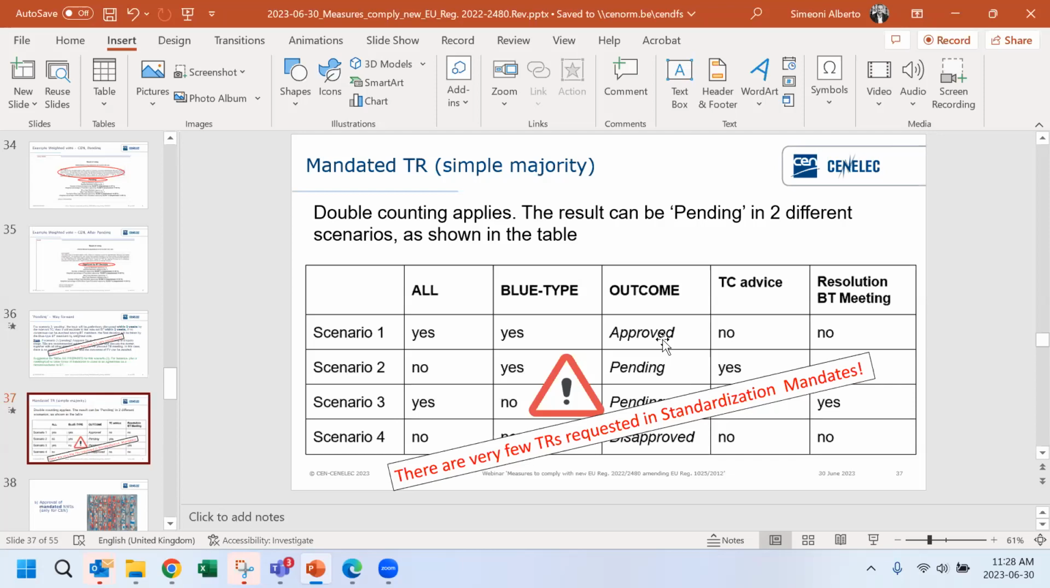So, is there a quick reference table or infographic available to summarize this presentation? So we will update the CEN and CENELEC boards to give you instructions.